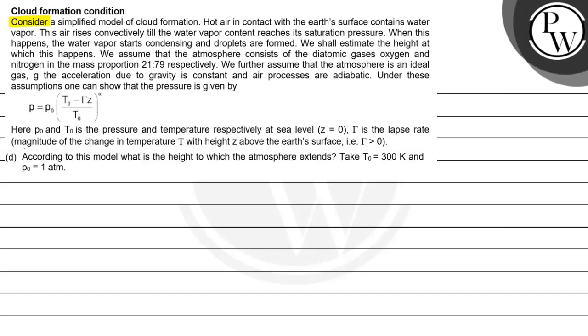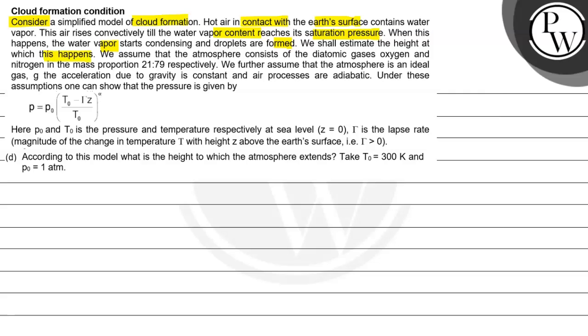It says, consider a simplified model of cloud formation. Hot air in contact with the Earth's surface contains water vapor. This air rises convectively till the water vapor content reaches its saturation pressure. When this happens, the water vapor starts condensing and droplets are formed. We shall estimate the height at which this happens.